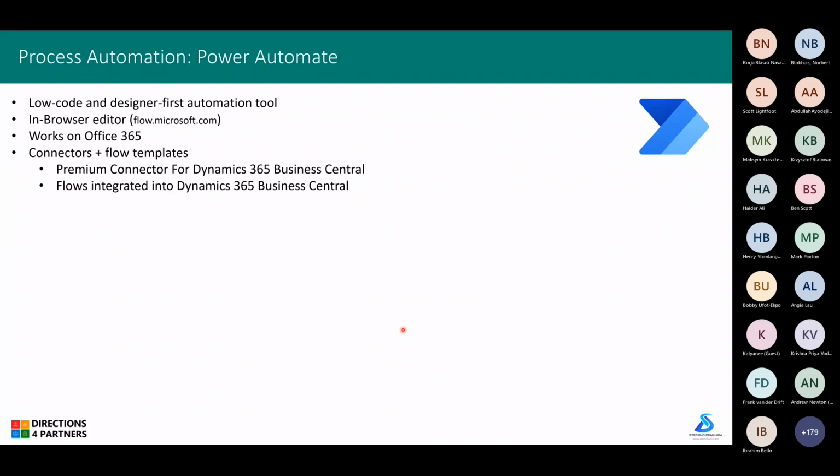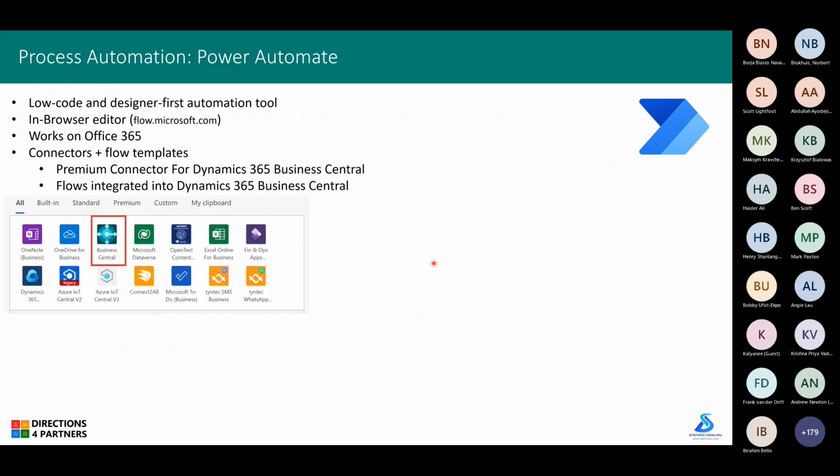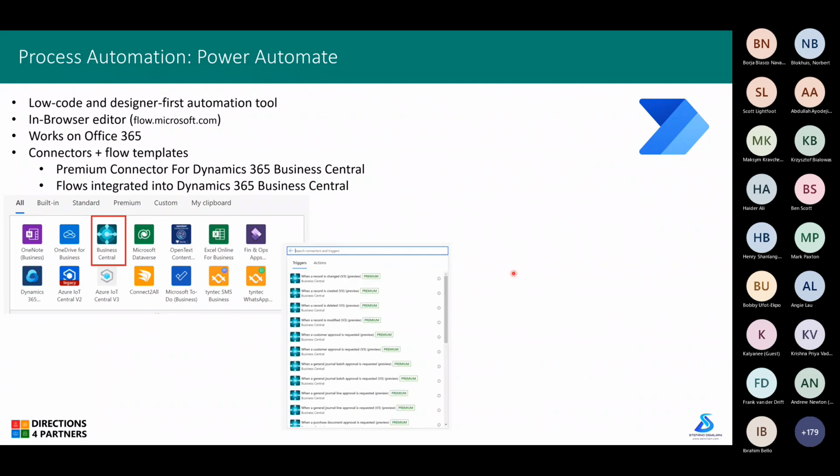Business Central, as I said before, is a premium connector, so it requires a premium license. And you also have flows integrated into Business Central. So when you create a Power Automate flow, you can directly select Business Central as a data source. And when you select Business Central as a data source, you have a lot of predefined triggers and actions that you can use for creating your flows.